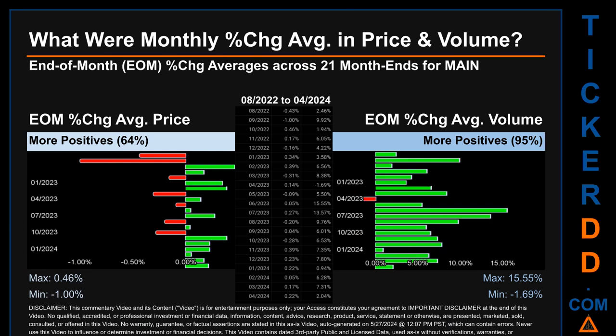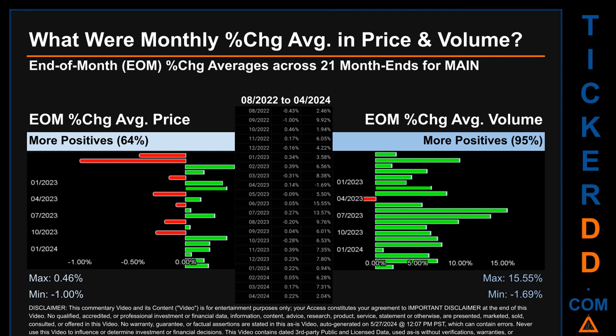What were end-of-month percentage change averages in price and volume for MAIN? The monthly average of percentage change in price and in volume were calculated for each of the 21 month ends. That calculation took daily percentage changes and averaged them for each given month. If a month end came out negative, then it means that the month summarily saw a negative change.